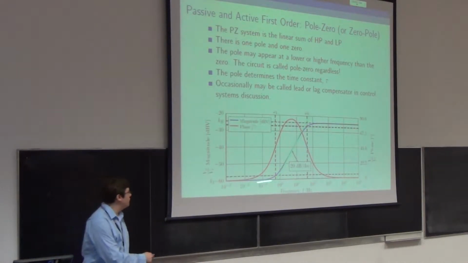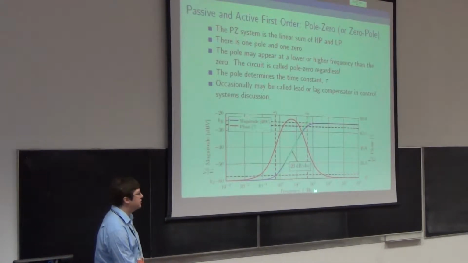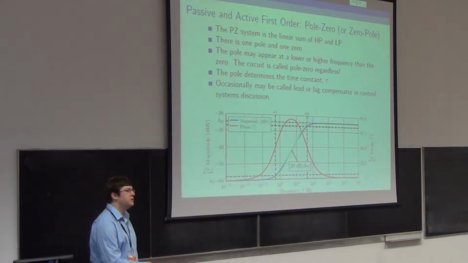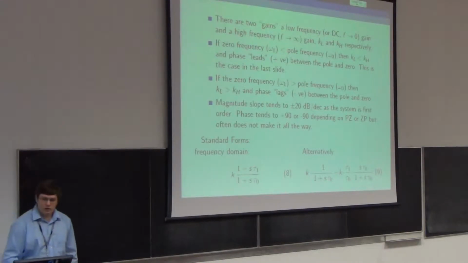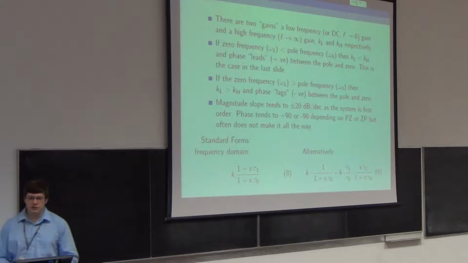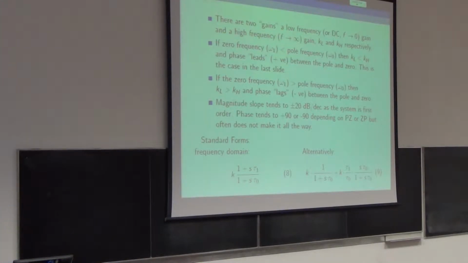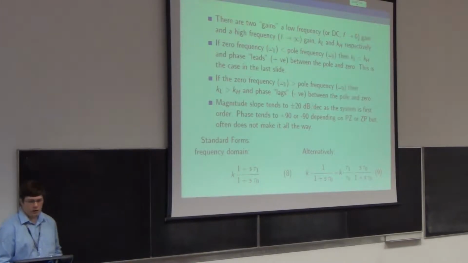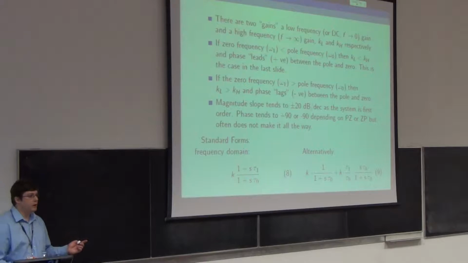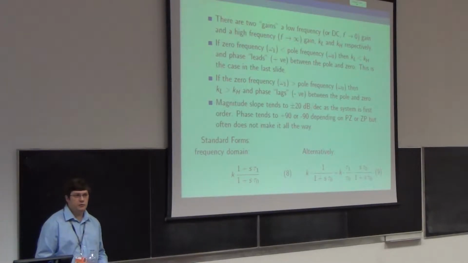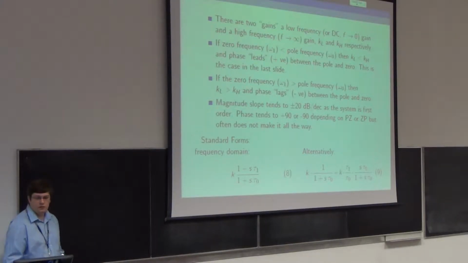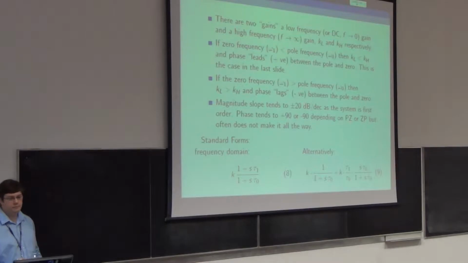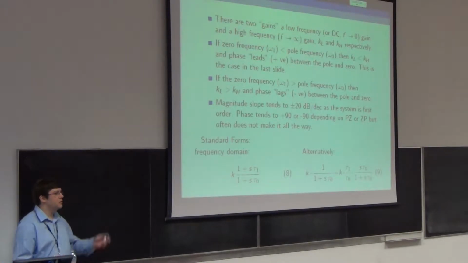I haven't bothered to normalise the frequency because I have to make a choice about either the pole or the zero to normalise to. So in this case I just did it with some real numbers. So there are two gains, a low frequency or DC gain where f tends to 0 and a high frequency gain where f tends to infinity, and I call them KL and KH. And if the zero frequency, which is omega 1, is less than the pole frequency, which is omega 0, then the KL must be less than KH, and the phase leads. That's to say positive between the pole and the zero. And that's the case in the last slide.